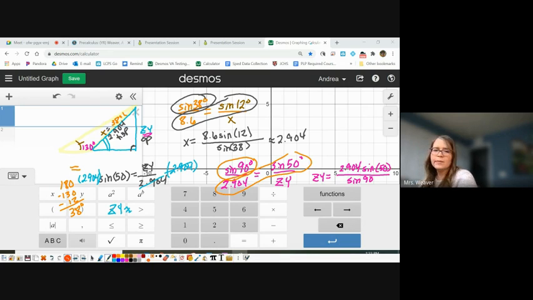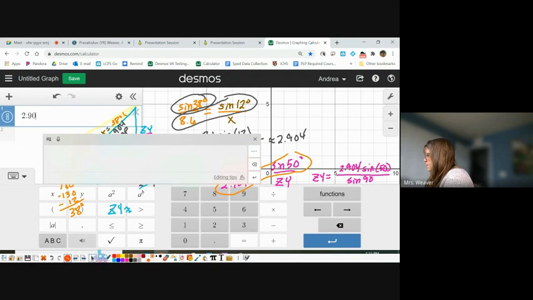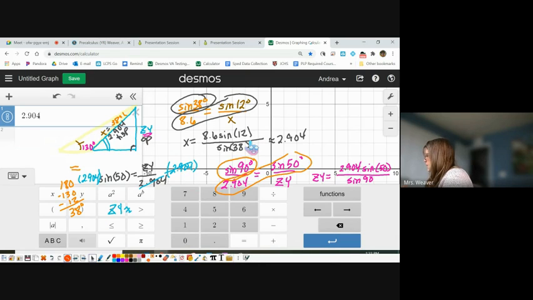Oh, and there's that denominator again. Remember we said sine of 90 is 1. So if it's sine of 90 in your denominator, you don't have to put it in, okay? But that's what I was saying about having it written out. It helps me when it's time to go to the calculator. So let's try it. 2.904 sine 50. And I don't even have to do my denominator.